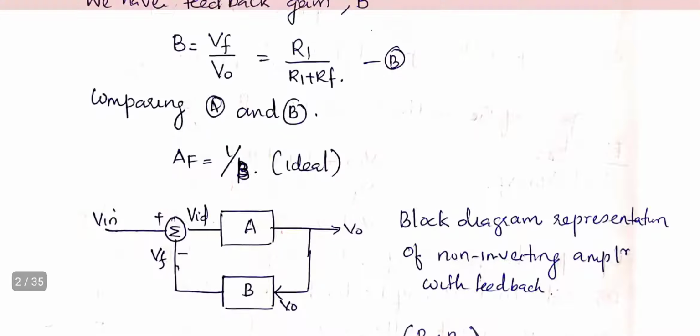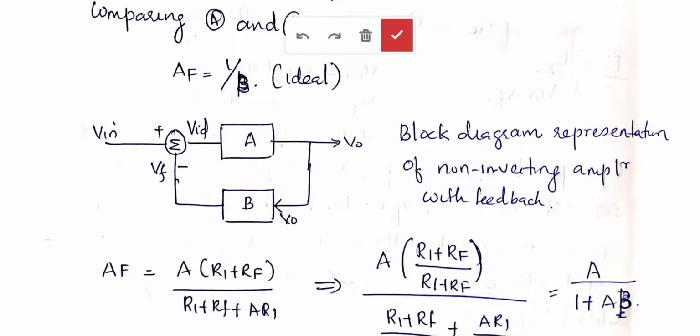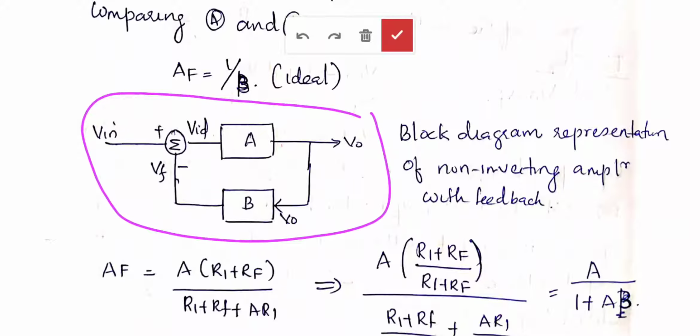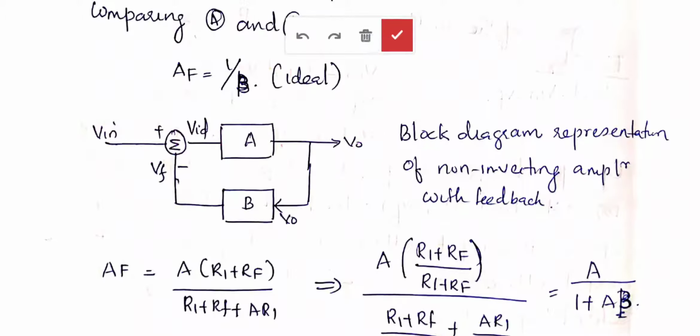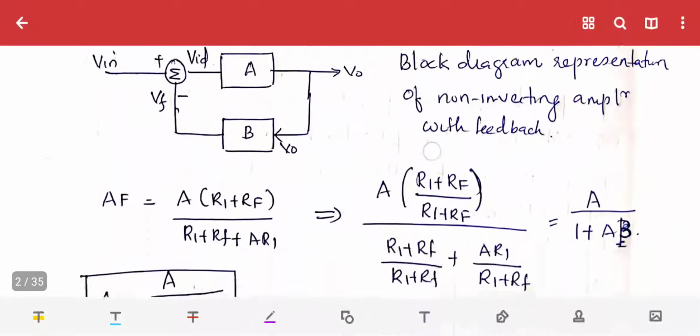So this is a general block diagram of a feedback circuit. We are representing it as a block diagram of the non-inverting amplifier with feedback. The input of the op amp is VID, the output is VO, and the feedback network B takes VO as input and gives VF as output, which is mixed with the input. From this circuit, we have seen previously what AF is. We derived the equation and got AF as A into R1 plus Rf divided by R1 plus Rf plus A R1. If we divide throughout the numerator and denominator by R1 plus Rf, we will get this.